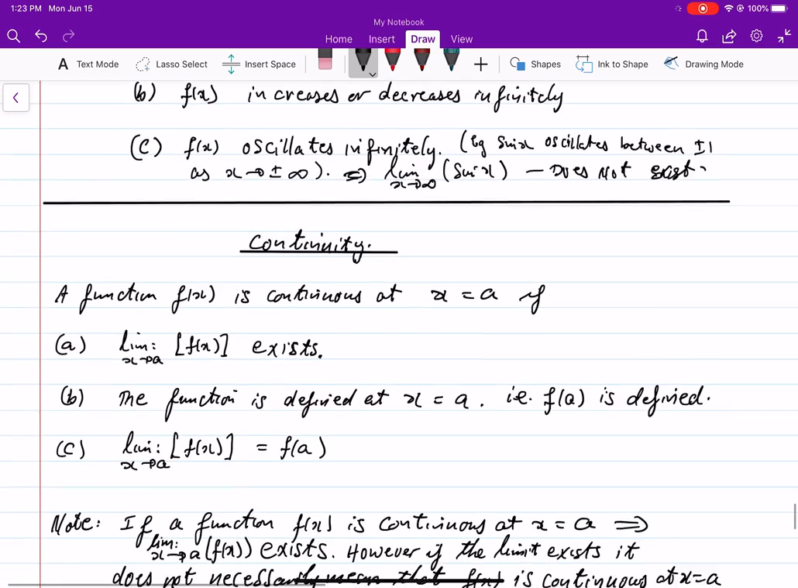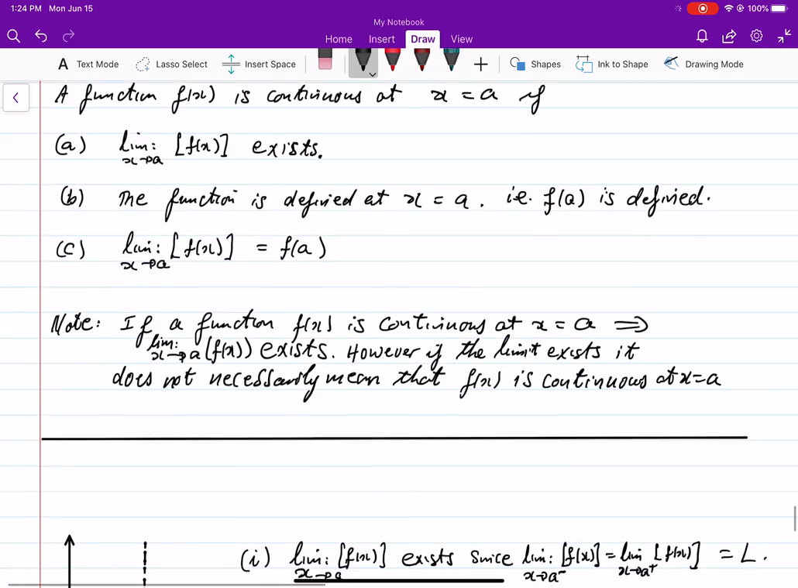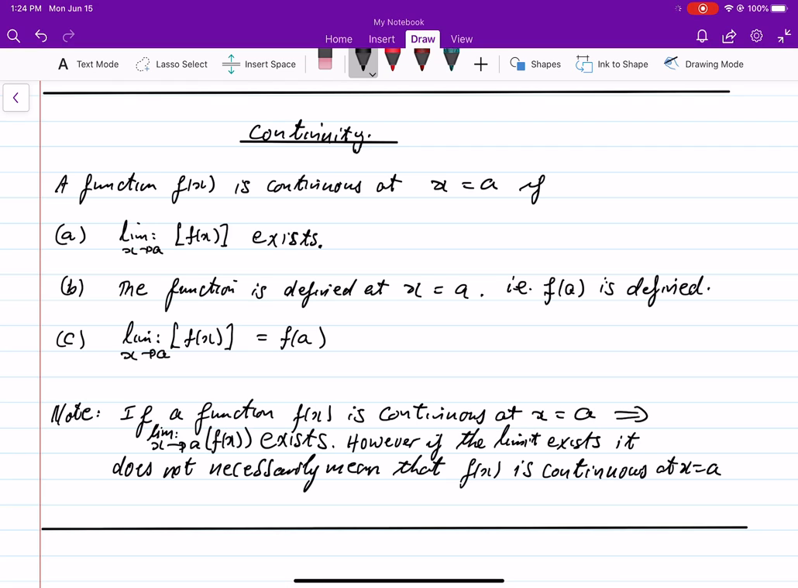Let's talk about continuity. If a function f of x is continuous at x equal a, three conditions must hold for a function to be continuous at x equal a. The limit must exist, right? The limit of the function must exist, and we saw what's required for the limit to exist. The limit as x approaches a minus of f of x has to be equal to the limit as x approaches a plus of f of x. You must be approaching the same value from both sides.